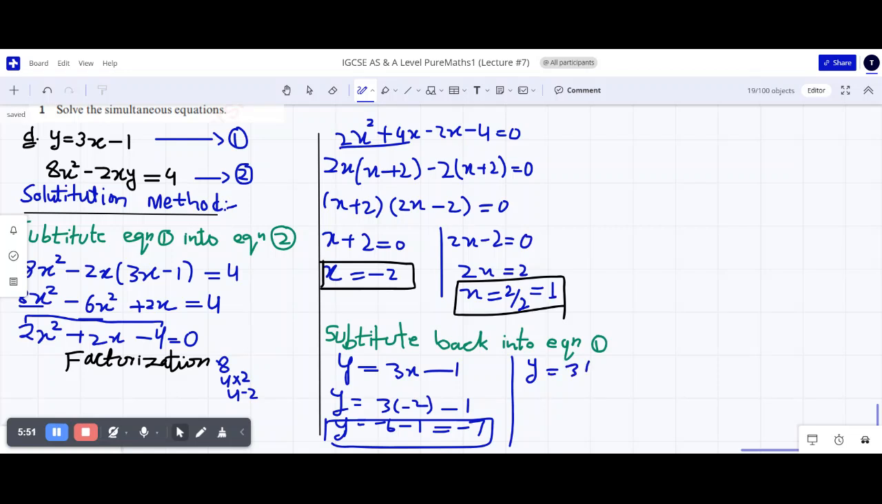Now we will substitute the second value of x, which is 1 here. So 3 into 1 minus 1, then y equals 3 minus 1 and y equals 2. So the solution of this equation is: when x is minus 2, the y value we got is minus 7, and when x is 1, we got the y value 2. That is the final answer.